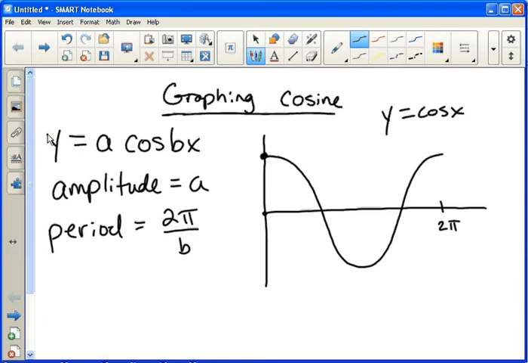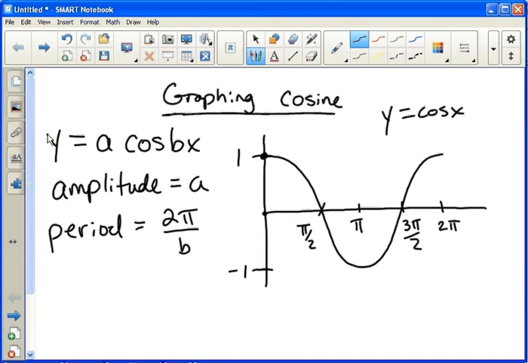And you still need to divide each of these periods into 4 pieces to mark the key points. So that would be at pi over 2, pi, and 3 pi over 2. One last thing is that it goes up to 1 and down to negative 1. You can tell by how we're labeling this that it's the exact same as sine except for its shape. Because it starts up at 1 and then goes down, it's going to take more of a valley kind of shape, instead of the rolling hills or whatever you want to call sine.